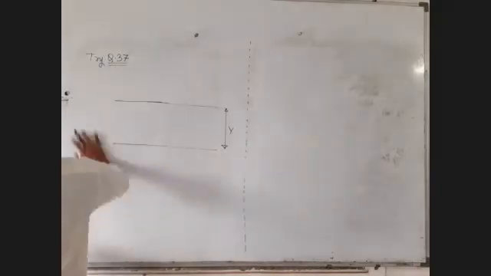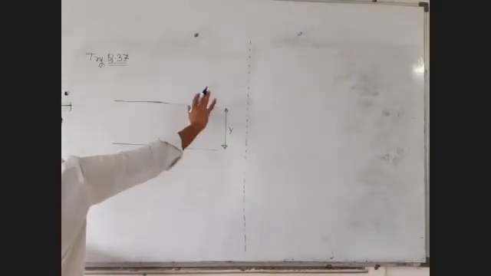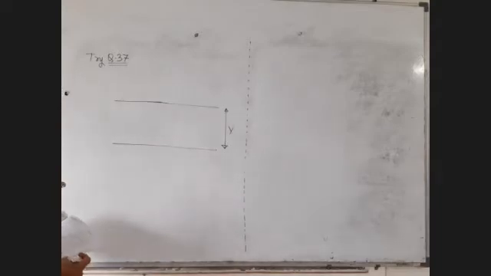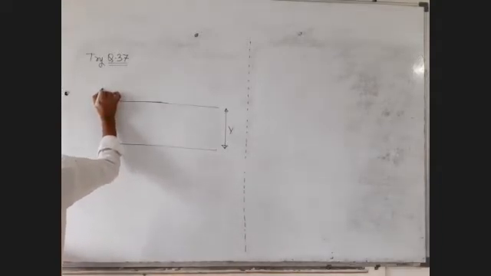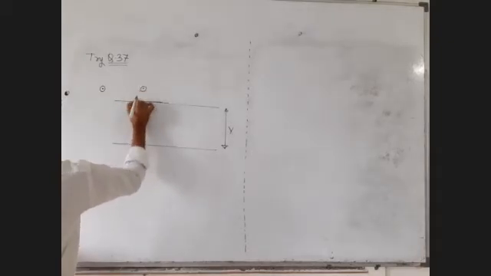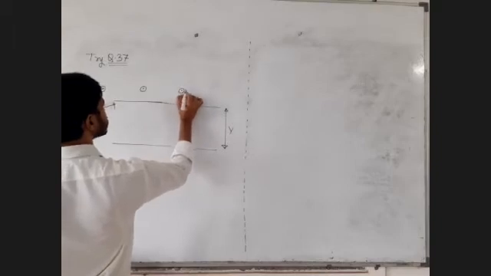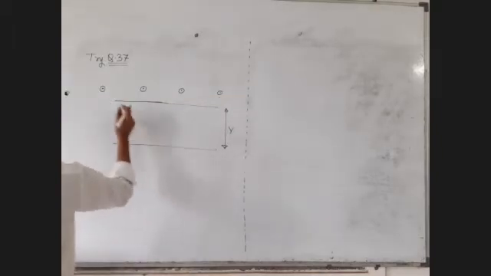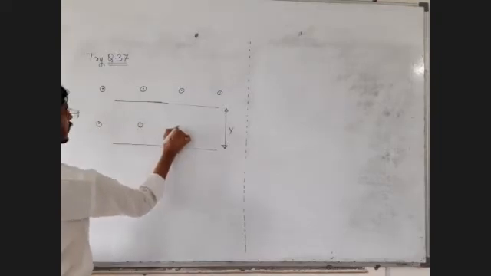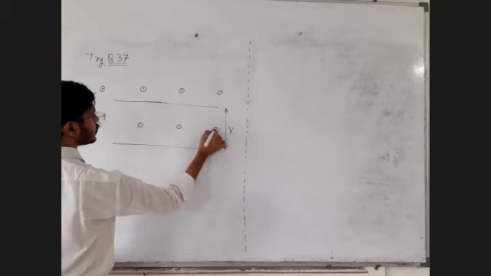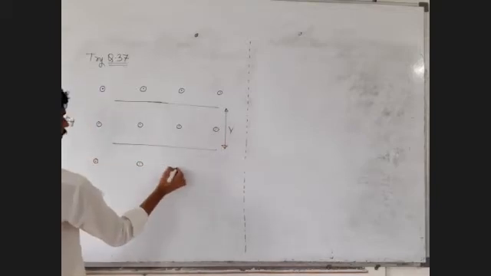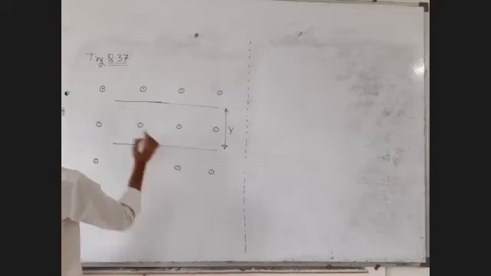So you can consider this as a ground. This plane of the board is the plane of the ground. So the field exists vertically upward. The plane of the board is the plane of the ground, and the magnetic field is vertically upward. So this is a uniform magnetic field with lines coming out of the plane of the board, as they have shown in the diagram. This is the magnetic field B which is coming out of the plane of the board.